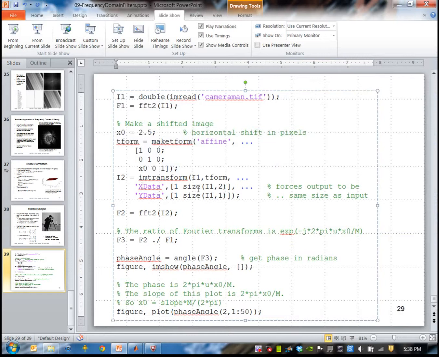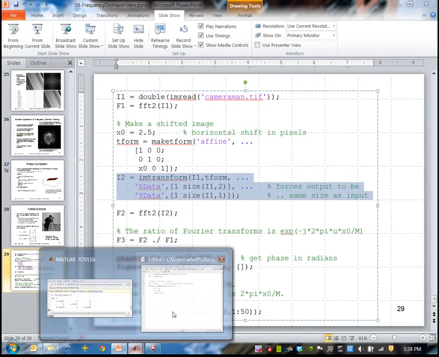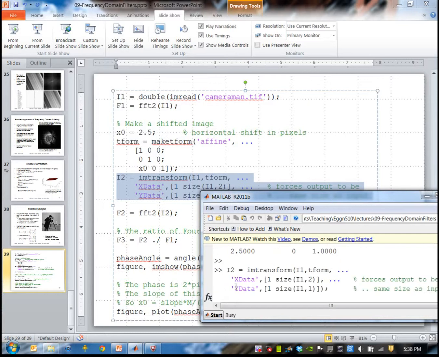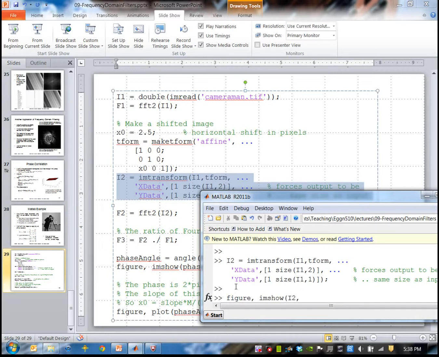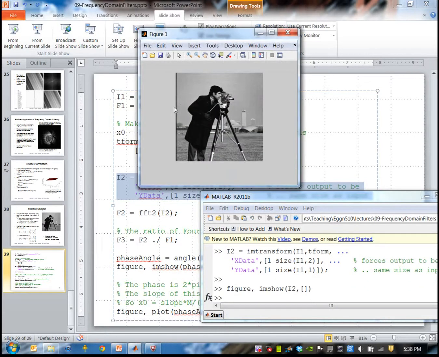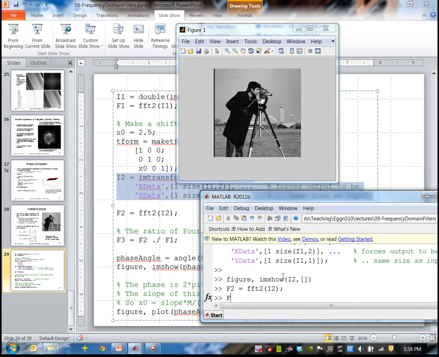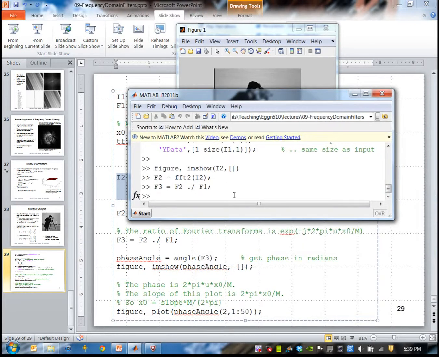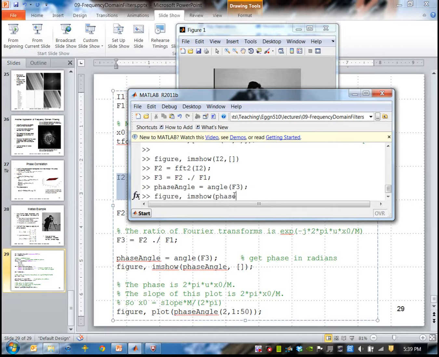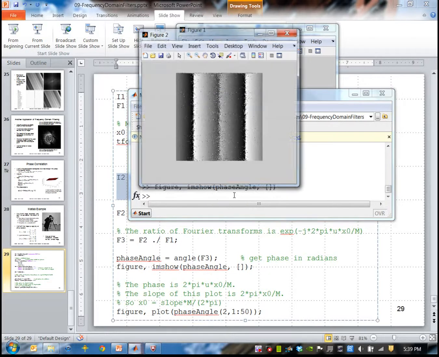Okay, so now I'll use MATLAB's imtransform function to create I2. And I2 actually looks very similar to I1, but you can see it's shifted a little bit here. I'll take the Fourier transform of I2, take the ratio, call that F3, and then I'll find the angle at every point. I'll call that phase angle. So this is the angle at every point. I'll just show that just so we can see what that looks like. It's the angle in radians at every point.